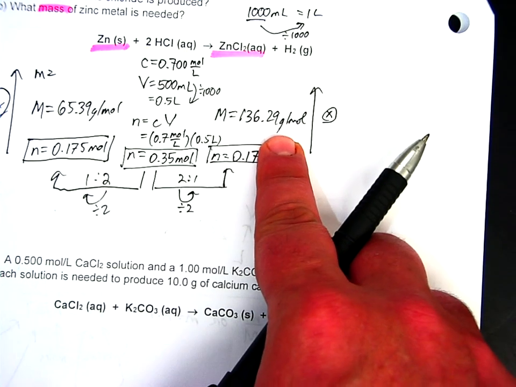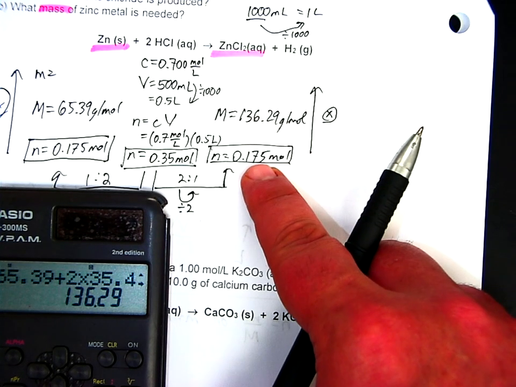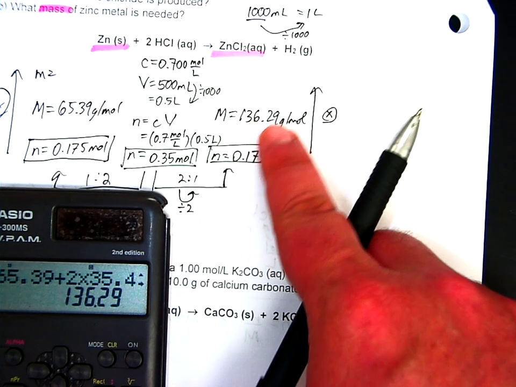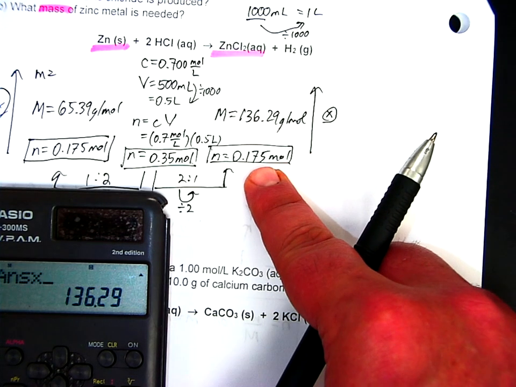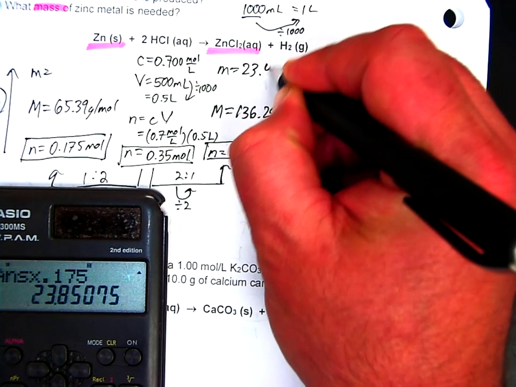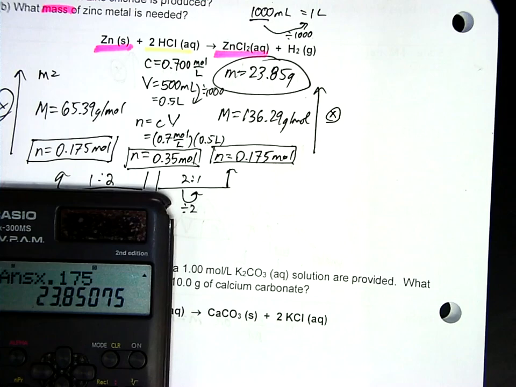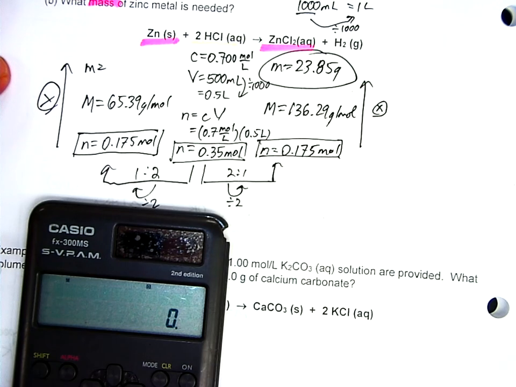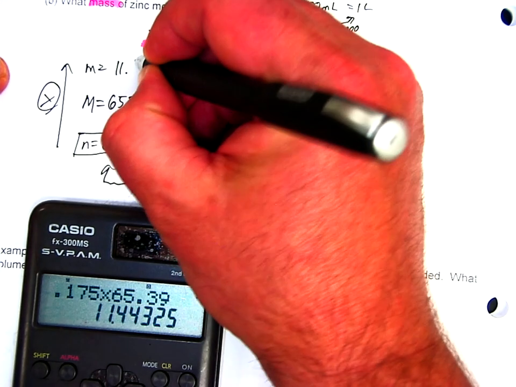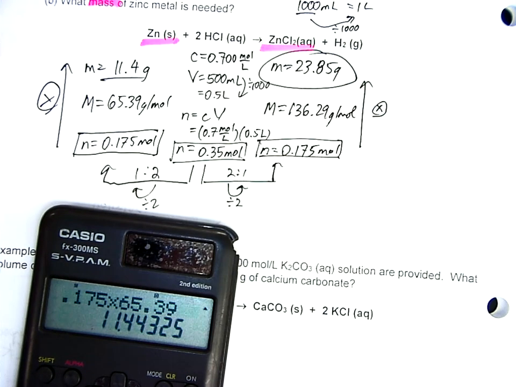Okay, so moles-wise, or mass, I think. So my molar mass is 136.29 grams per mole. I need to multiply that by the moles, and that gives me my mass, 23.85 grams. And that's how much zinc chloride I'm expecting to produce. Also, I have my moles for zinc that I needed, multiplied by 65.39, and that tells me I have to have at least 11.4 grams of zinc for this to react.